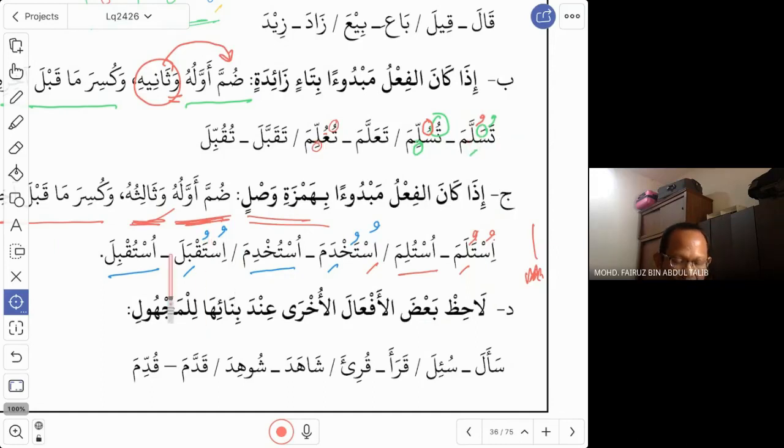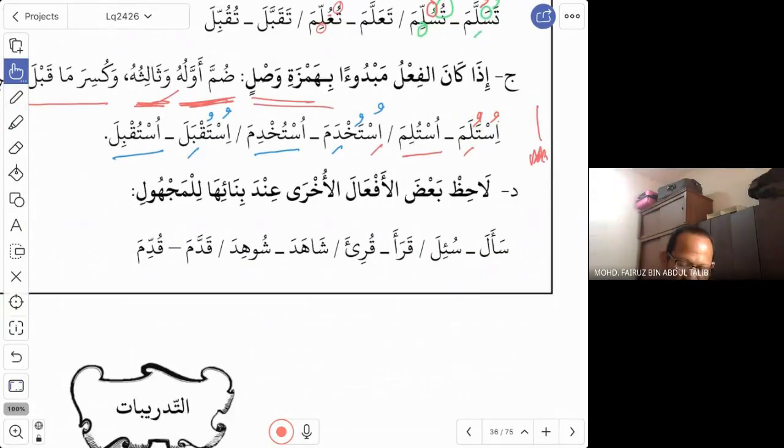Ustukbila, istakbala, to receive gas, for example. To receive the month of Ramadan. You welcome the month of Ramadan. And that is istakbala. Ustuqbila, was received. The month of Ramadan was received happily. For example, we say ustuqbila. Okay, so these are the rules if the fi'il has this alif sin ta. But basically, you still do this. Dhamma awaluhu wa kasra ma qabla akhirih.